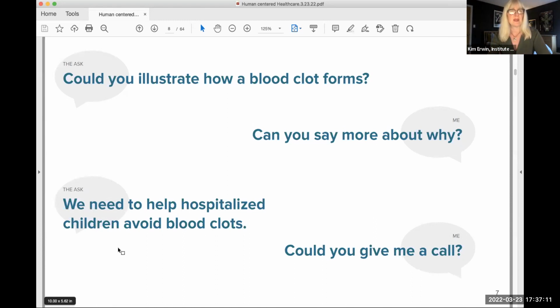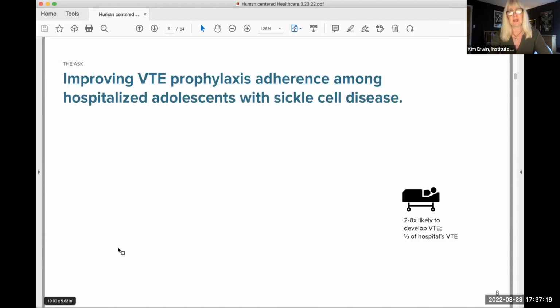So he calls me, and what I learn is something that I encourage designers in healthcare, and I encourage anybody who's in healthcare, to recognize: even though the mission really was not about creating an illustration for children, it was about VTE prophylaxis, which is a medically specific term for blood clot prevention. How do we increase blood clot prevention activities among hospitalized adolescents, especially with sickle cell?